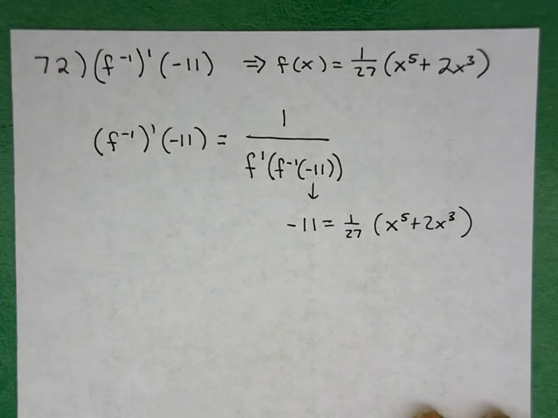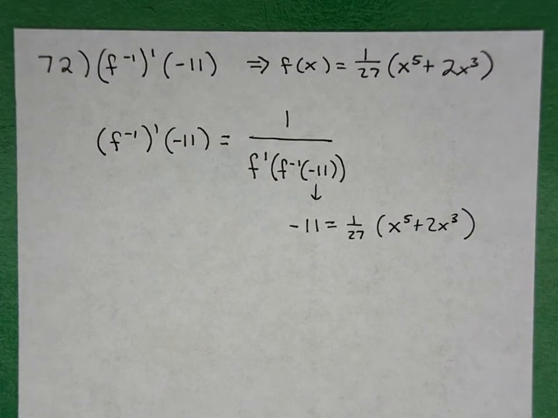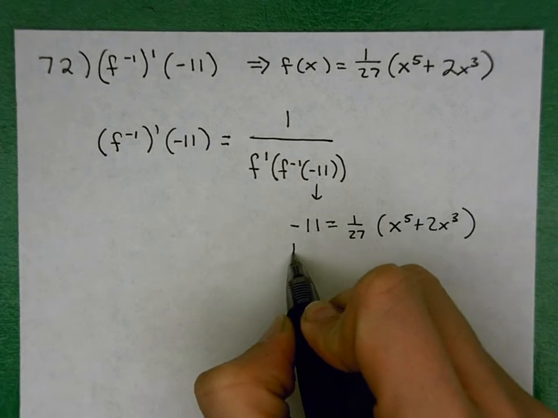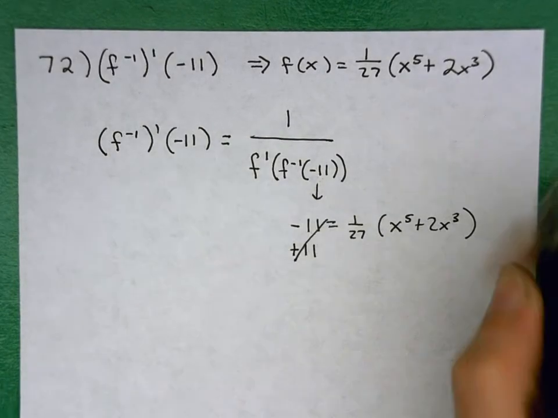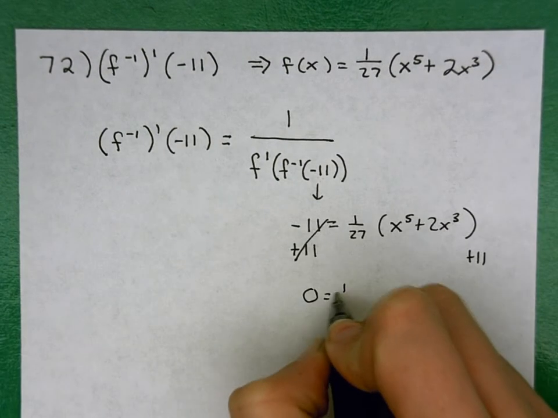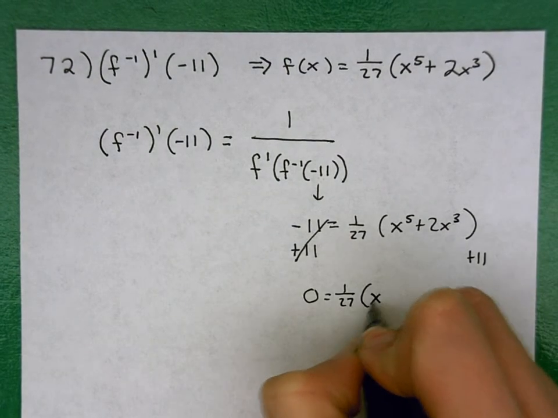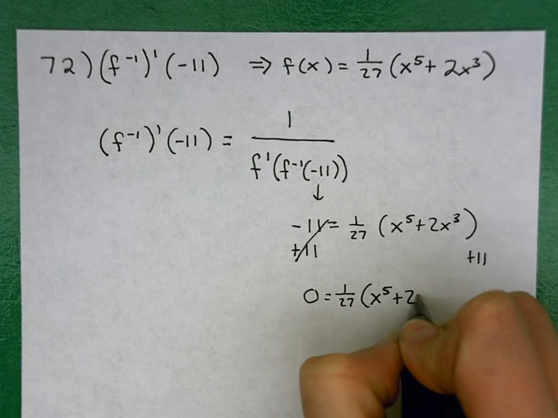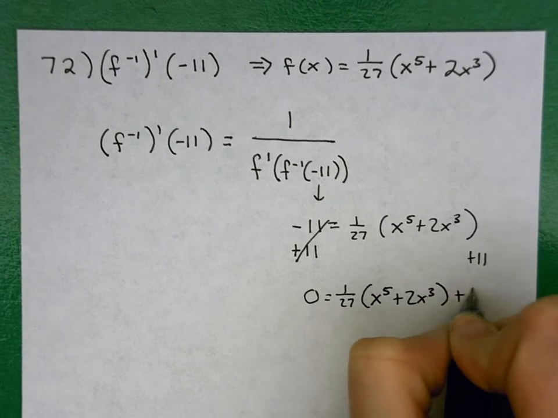And if this is something you could solve by hand, you'd solve it by hand. Or if it's something that you need to plug into your calculator, we need to get it equal to 0. So we're going to go ahead and add 11 to both sides. So we're at 0 equals 1/27 times the quantity of x to the fifth plus 2x cubed plus 11.